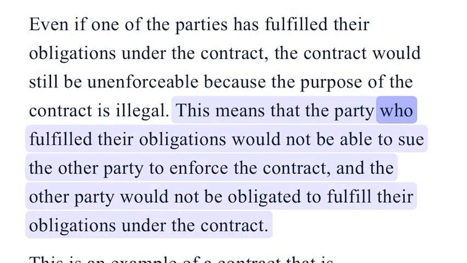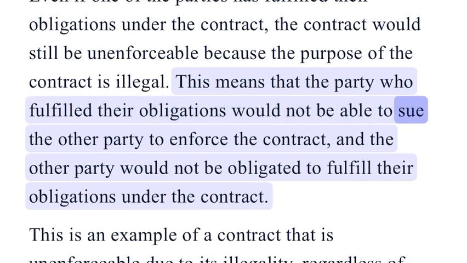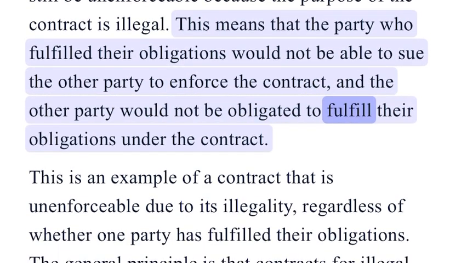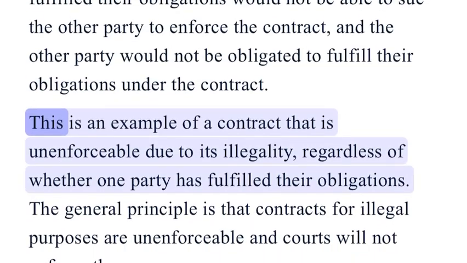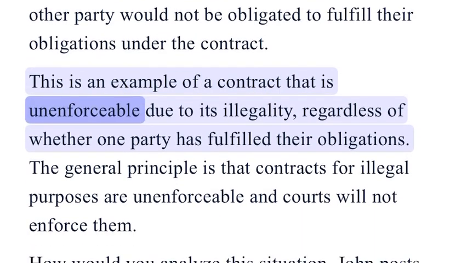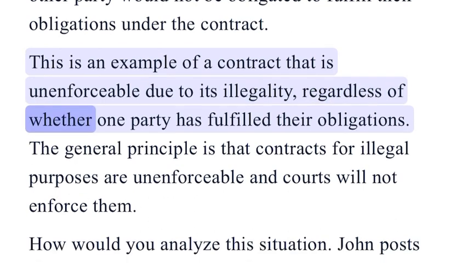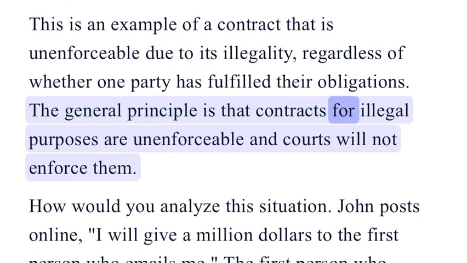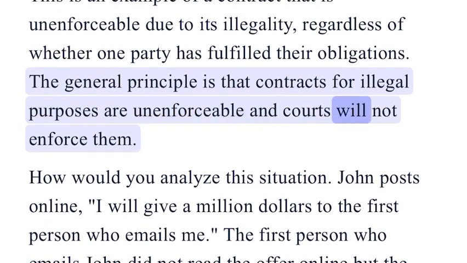This means that the party who fulfilled their obligations would not be able to sue the other party to enforce the contract, and the other party would not be obligated to fulfill their obligations under the contract. This is an example of a contract that is unenforceable due to its illegality, regardless of whether one party has fulfilled their obligations. The general principle is that contracts for illegal purposes are unenforceable and courts will not enforce them.